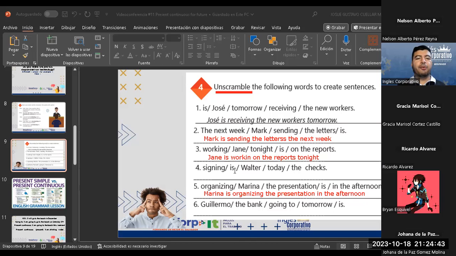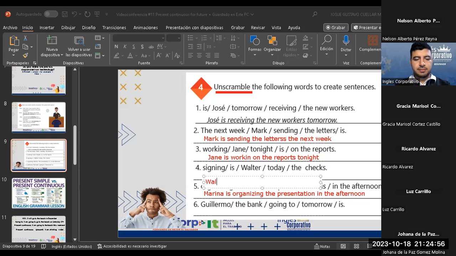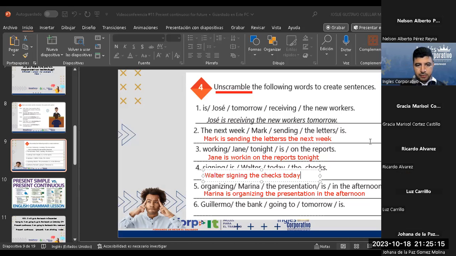Okay, who else? We have four and six. Come on. Four. Any other volunteer? Okay, four. Who? Luz. Sí. Walter is signing today the check. Okay, Walter White. Is, sería signing. Ya le voy a explicar la diferencia de ese verbo. Signing, yeah, the checks. Today. Good one.